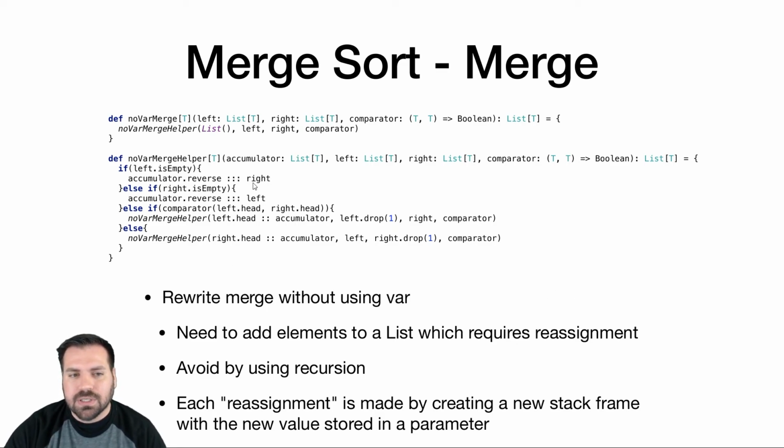Why the triple colon? So right is a list, and accumulator.reverse is a list. If you want to combine two lists into a single list, triple colon's your answer.